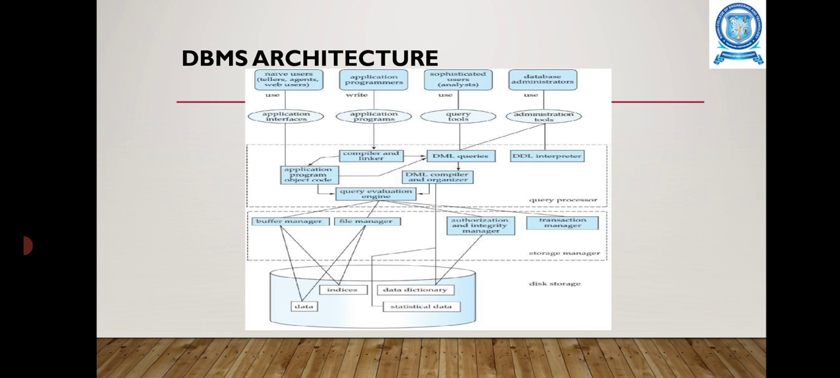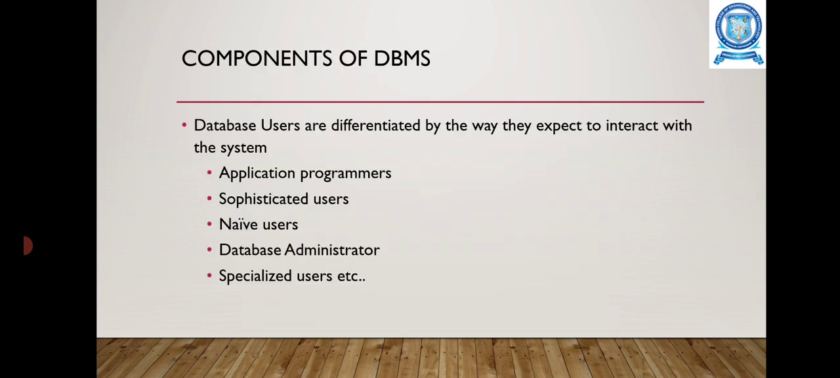The next one is the authorization manager. The authorization manager checks whether the user is an authorized person or not. Next is testing the satisfaction of the integrity constraints. The next one is the transaction manager. The transaction manager is responsible for concurrent transaction execution. It ensures that the database remains in a consistent state despite system failure. These are some of the important components.